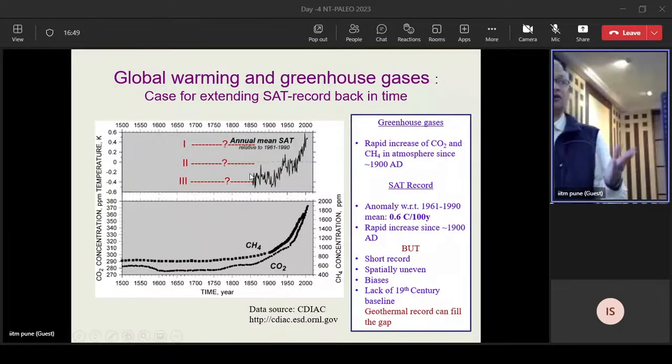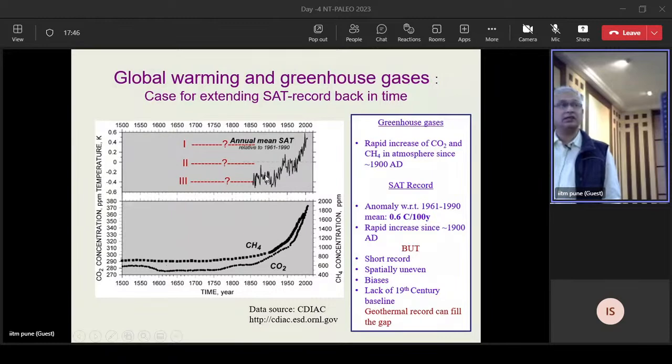Now if you look at another record, this is the surface air temperature record that I showed you in the previous slide. The first surface air temperature record was around 1860 or so. From 1850 onwards, this shows a gradual rise and then a rapid rise in the last several decades. This trend is very consistent with the carbon dioxide and methane concentrations in the atmosphere. But this record is only about 120 years, the meteorological, instrumental record of temperature.